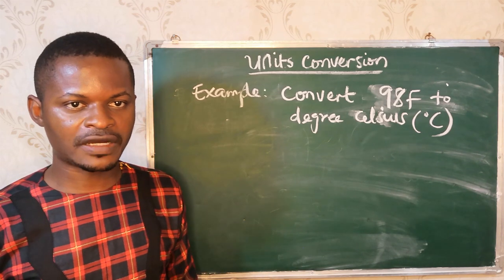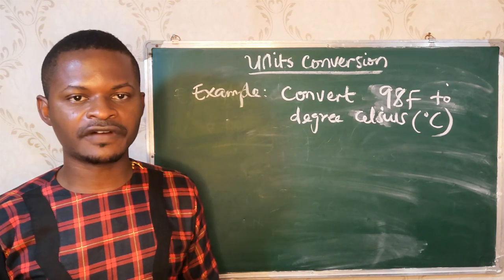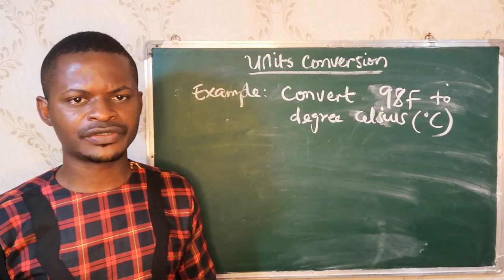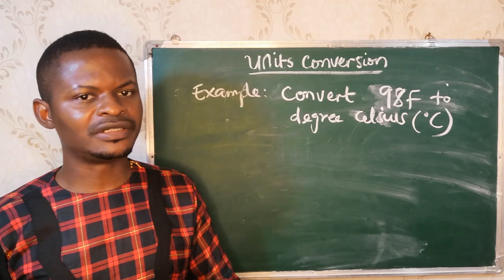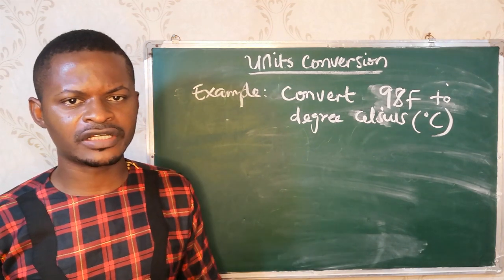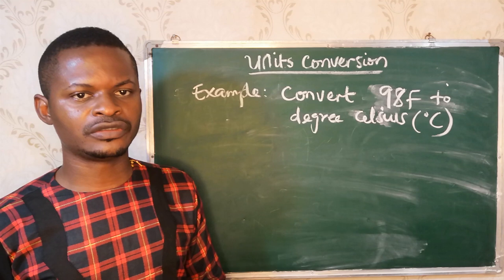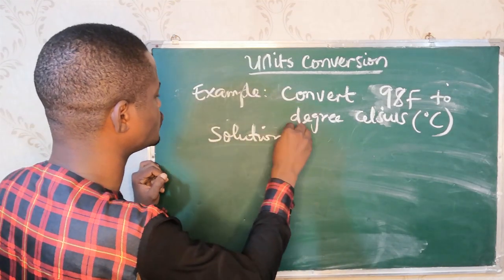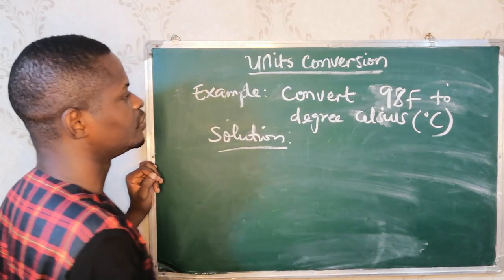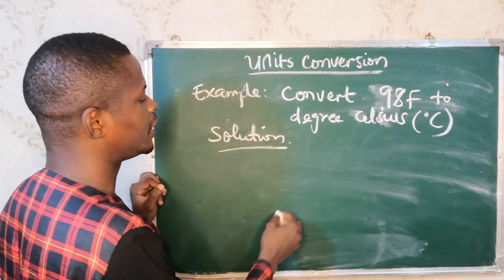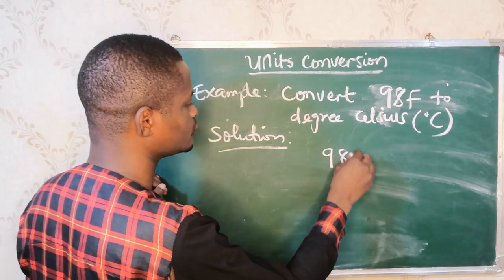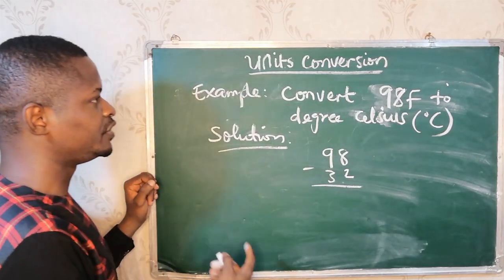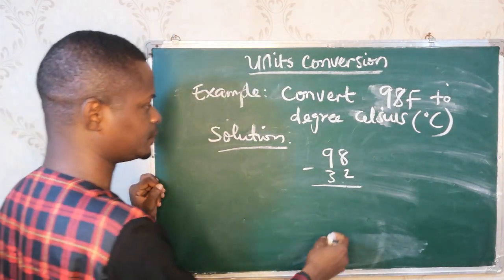Now, the temperature of a body was found to be 98 degrees Fahrenheit, and someone is asking, what is this in degrees Celsius? Because I understand temperature in degrees Celsius. So what is the equivalent of this Fahrenheit in degrees Celsius? How do you convert from Fahrenheit to degrees Celsius? Like I told you earlier, what you need to do is subtract 32 from 98. Why are you subtracting 32? Because 32 is the melting point in Fahrenheit.